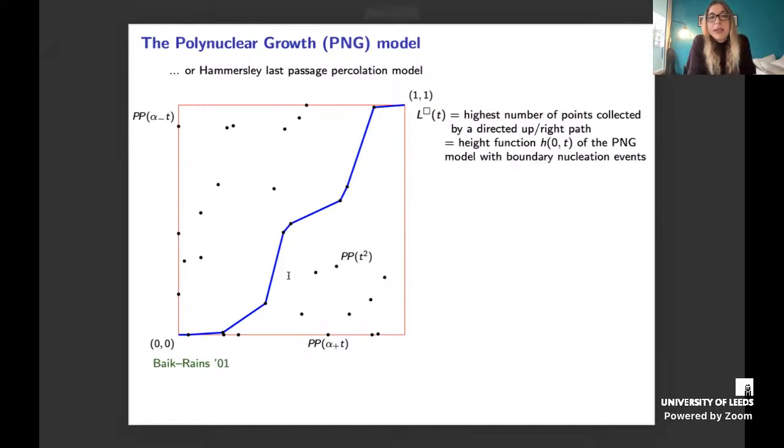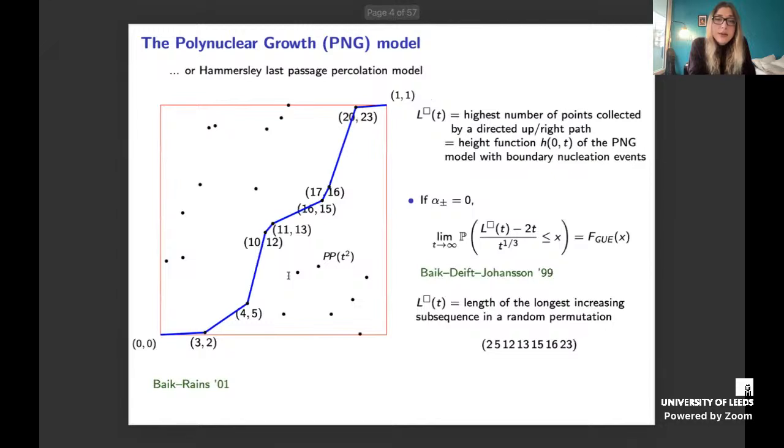And this, as Patrik mentioned, L of t corresponds to the height function at position 0 of the polynuclear growth model when you add boundary nucleation events. So the case where the boundary parameters are 0 is of particular interest, and it has been studied in different settings.